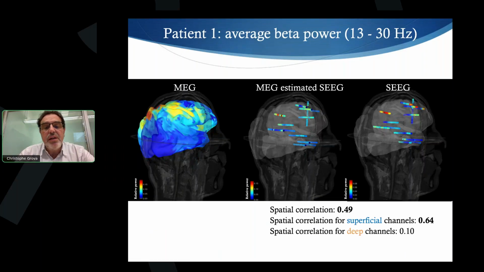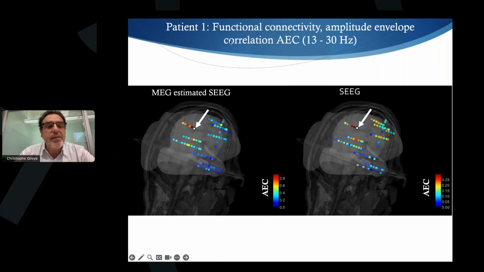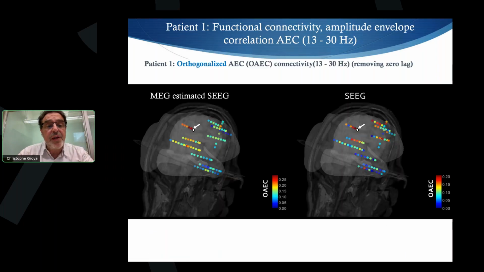And then we did connectivity. For instance, here I'm going to show you connectivity with a specific seed point. If I choose a seed point here, this is the connectivity using amplitude envelope correlation in the beta band. And this is what you reconstruct from MEG. Here we get a correlation of 0.5, but as you can see, the connectivity for MEG was very high for the envelope correlation because this metric is sensitive to leakage. So if you orthogonalize, you remove the effect of leakage, you get similar values now around 0.2, and the correlation, which is quite good.